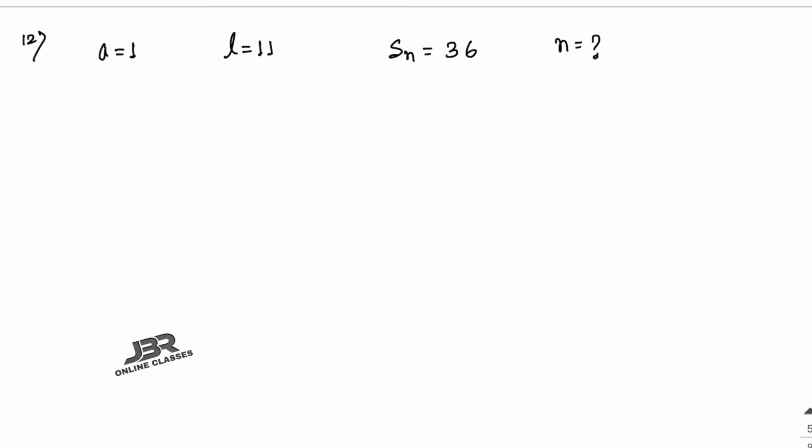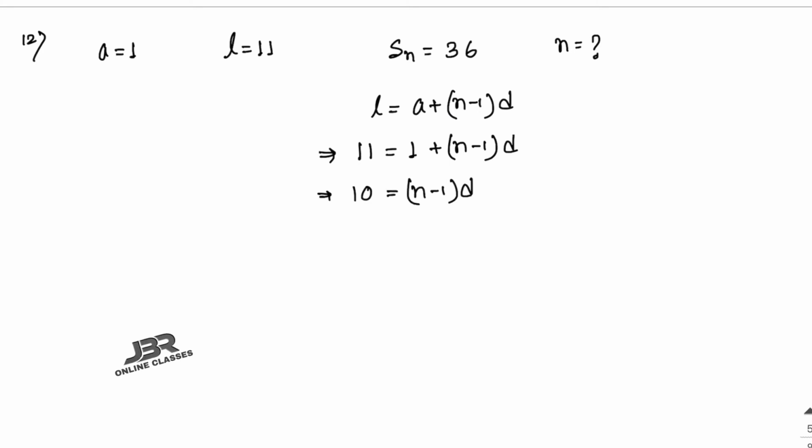As L, you know the formula, A plus n minus 1 into D. So here L equal to 11. You can write 11 in the place of L, and in the place of A it's 1, then n minus 1 D. So that means 10 equal to n minus 1 into D.